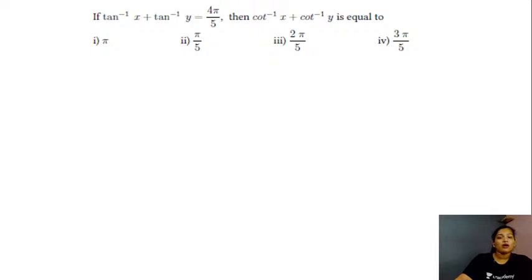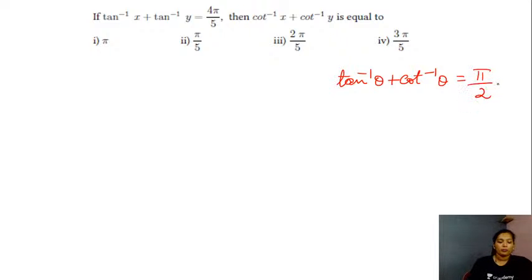You have your next question now on the screen. If tan inverse of x plus tan inverse of y is equal to 4 pi by 5, then what is the value of cot inverse of x plus cot inverse of y? Yes, so here in this case, students, use your identity: tan inverse of theta plus cot inverse of theta is equal to pi by 2.